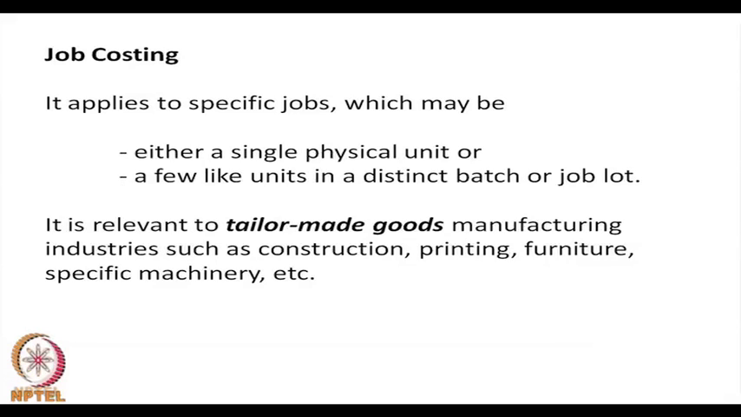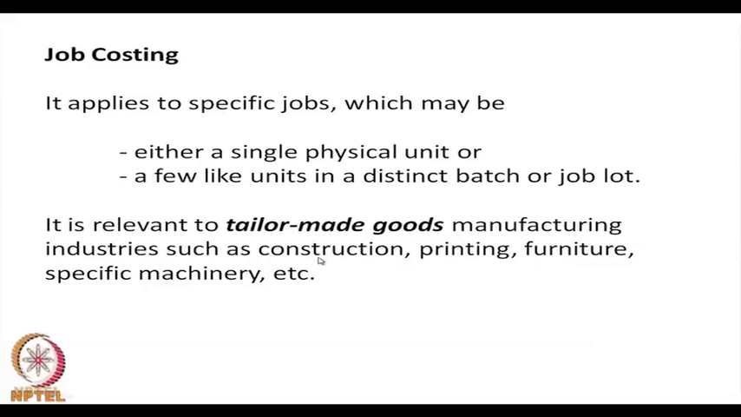It applies to specific jobs which may be either a single physical unit or a few similar or like units in a distinct batch or a job lot. Either it is only one product which is manufactured or one service which is given, a singular service, or it could be a batch of products or service given to a batch of customers similar in nature. So, they are basically tailor made goods or services such as construction, printing, furniture, specific machines, etc. They are not produced on a continuous basis.